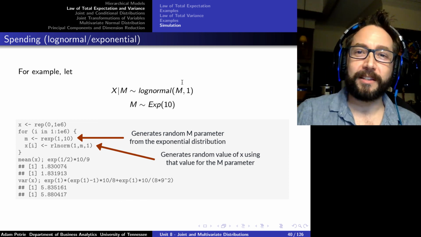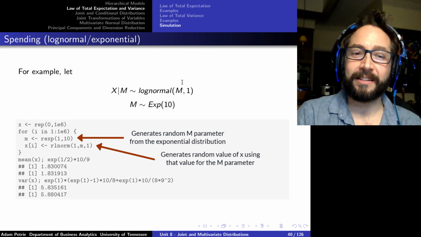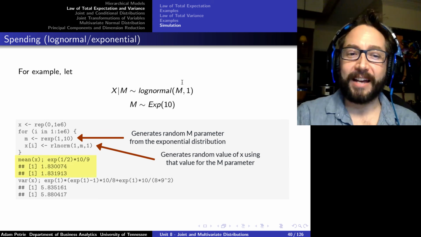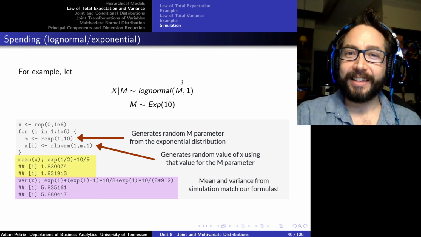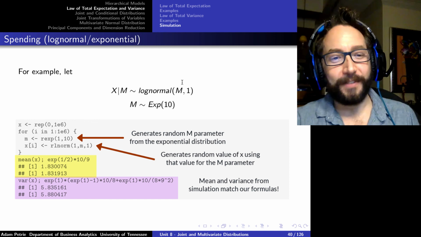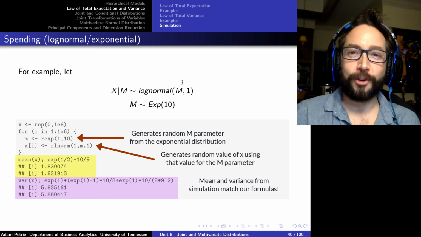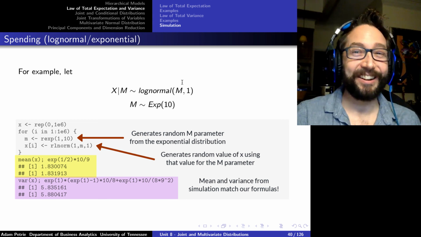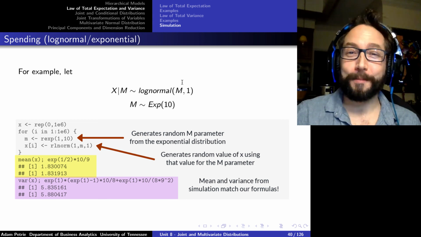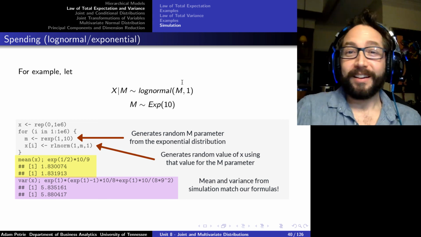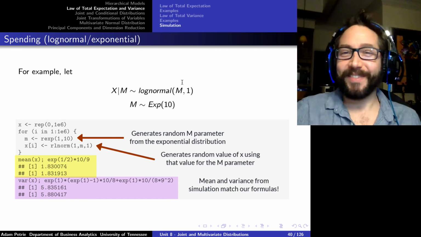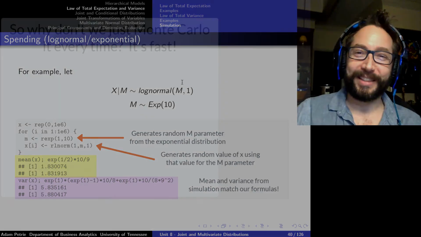If I go and do this, the simulation is over in just a second. If I ask for the average and the variance, I find that the average and the variance from my simulation match up exactly to what my formula suggested they should be. It's a lot easier than going through all that math, asking Wolfram Alpha to do all those integrations. You know, hopefully you didn't make a typo. We'll put it that way.